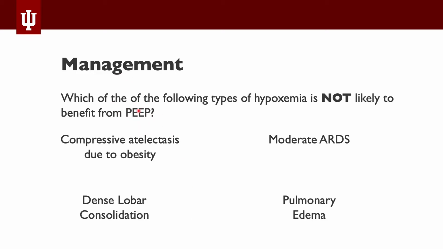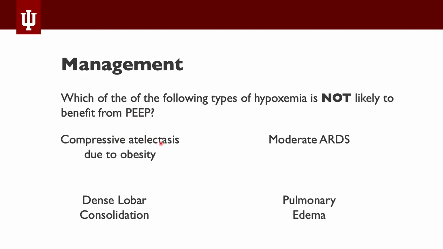If you have not taken the ventilatory lecture, you can do that. But real quickly, PEEP stands for positive end expiratory pressure. So we are discussing a patient who's on a ventilator, and we're discussing how much alveolar pressure we're going to put in at the end of expiration. So which of the following types of hypoxemia is not likely to benefit from PEEP, or positive end expiratory pressure?